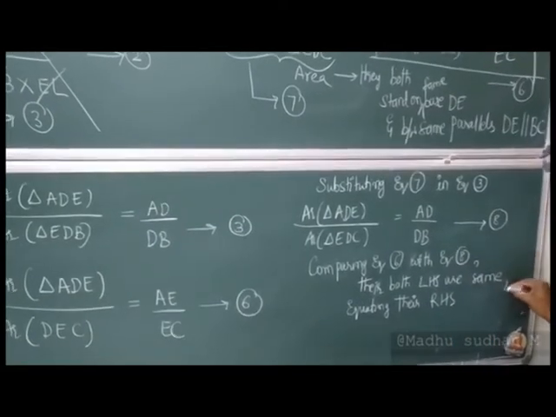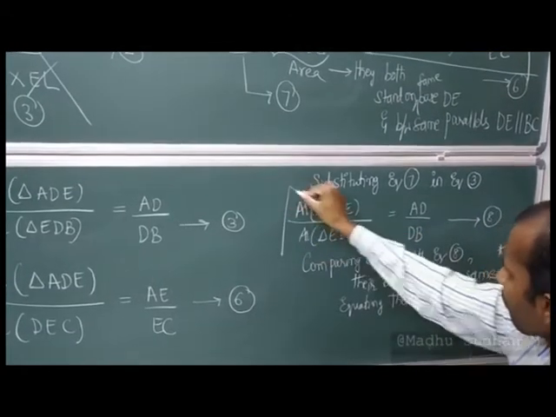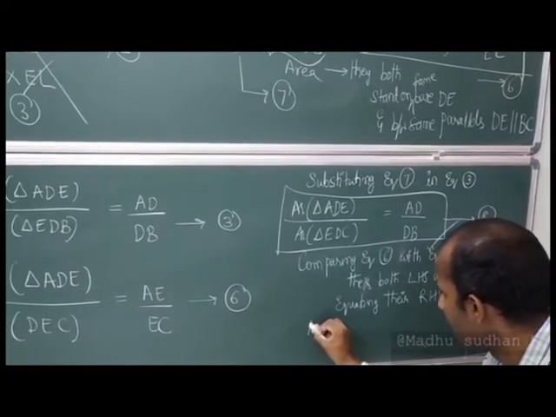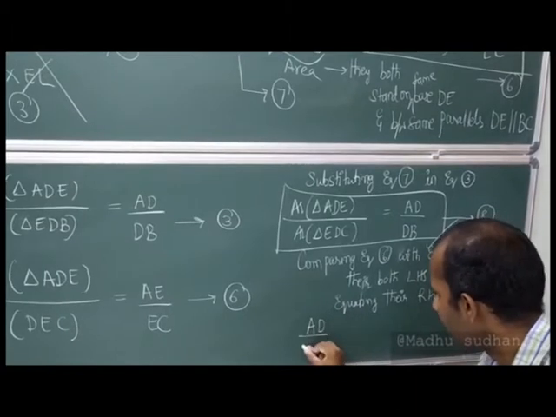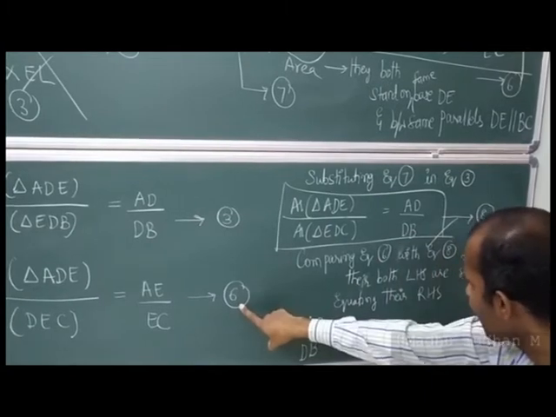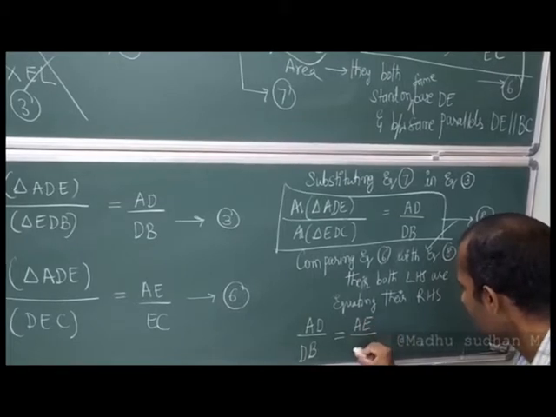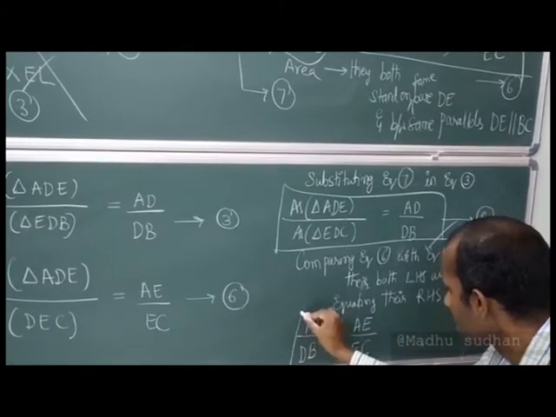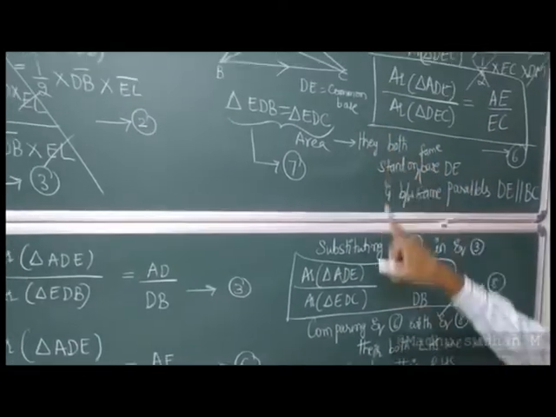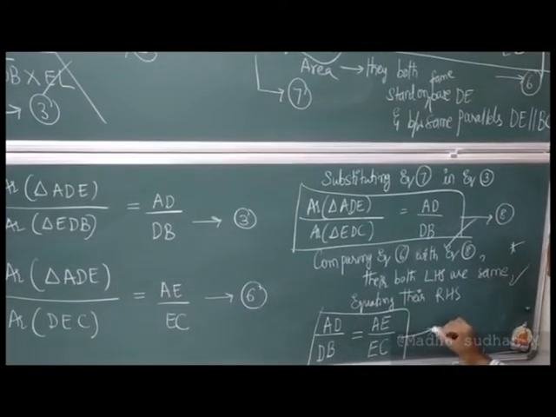This statement is a very, very important statement here. I can equate this AD by DB, which is equal to what? The RHS of this equation 6 here, AE by EC, right? So let me write AE by EC. Followed it. Now check this with the given diagram, or with the given part, and this is to be proved.